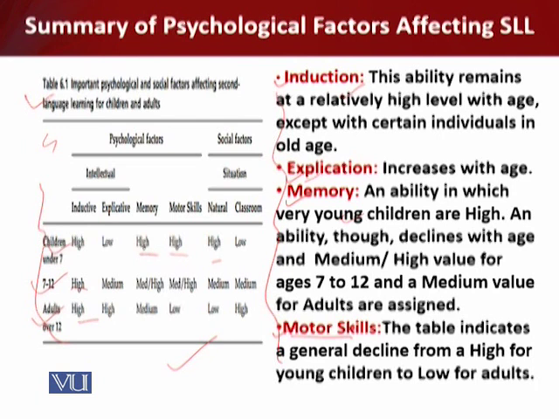Now coming to motor skills, the table indicates a general decline from high for young children to low for adults. These data reflect something like the indication about pronunciation proficiency. It is difficult for most adults to achieve native speaker pronunciation, while adults may greatly improve their golf or maybe other skills which involve perceptual motor skills, a combination of perceptions and motor skills. Most of these people will not be able to improve their pronunciation, which is a pure motor skill.